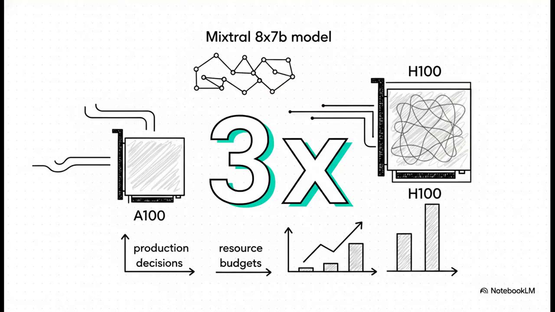And here's a fun fact from those tests. When running scoring tests on the Mixtral 8x7B model, they hit a really critical hardware benchmark. The newer H100 GPUs achieved a throughput exactly 3 times higher than the previous generation A100 GPUs. 3 times! This kind of hard, actionable data is exactly what Uber's teams use to make their big production decisions and plan out future resource budgets.